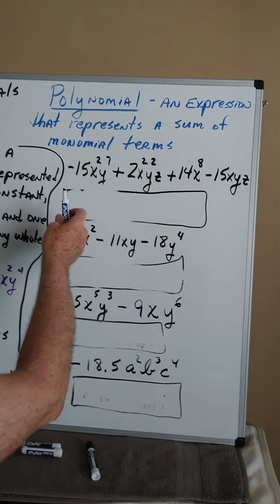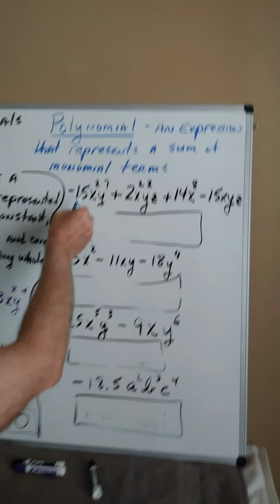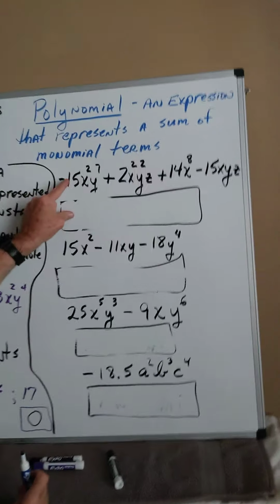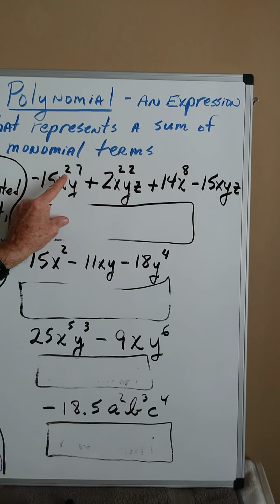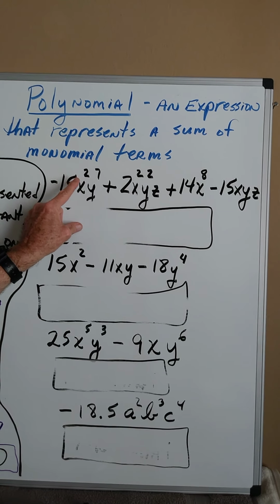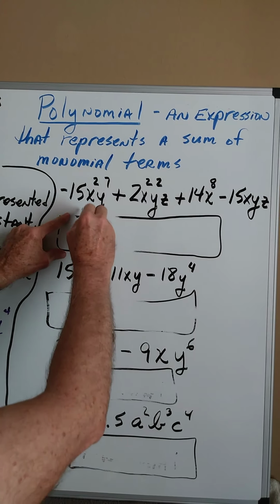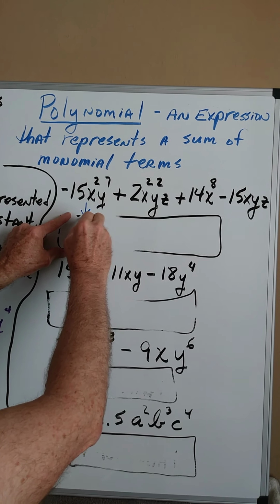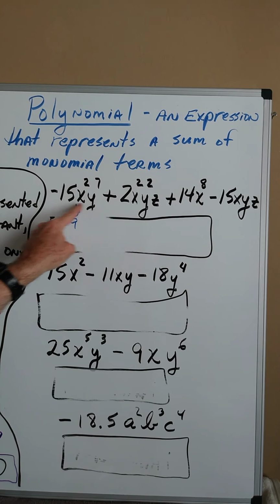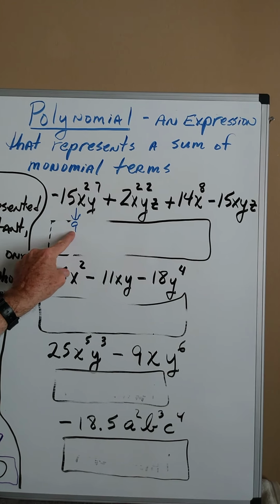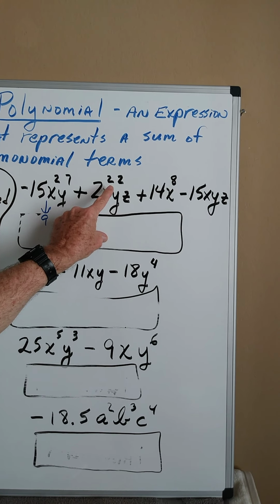First thing that we want to do, start with the first monomial term of this polynomial expression and identify its degree. To identify the degree of this first term, we're going to take the exponents on the variables only and add them up. 2 plus 7. I'm going to put a little arrow down right here. I'm just going to write down the number 9. People, the degree of this first term is 9. Let's mosey on down to the second one and identify the degree of this one.